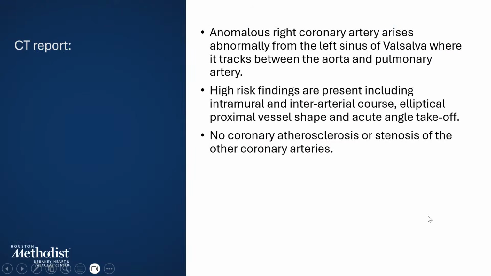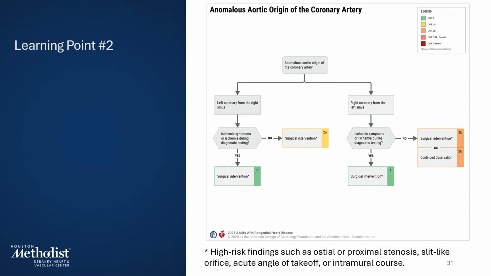So this is the CT report. Anomalous right coronary artery abnormally arises from the left sinus of Valsalva, where it tracks between the aorta and pulmonary artery, and high-risk features are present like intramural and interarterial course, elliptical proximal vessel shape, and acute angle takeoff. So the learning point here is what to do next for this patient.